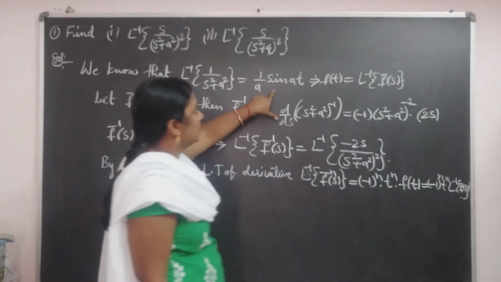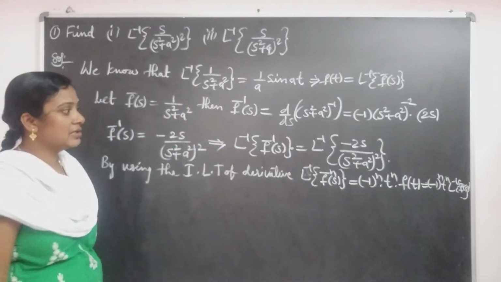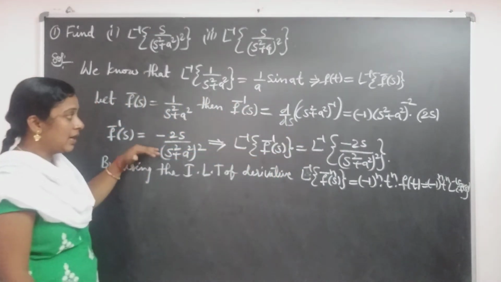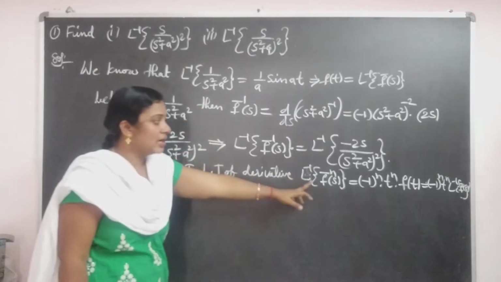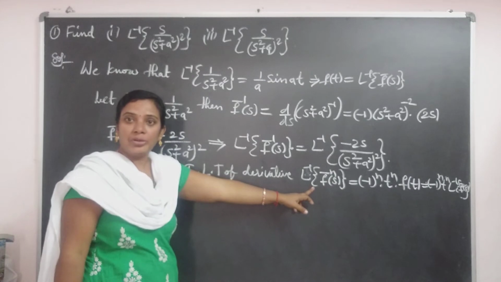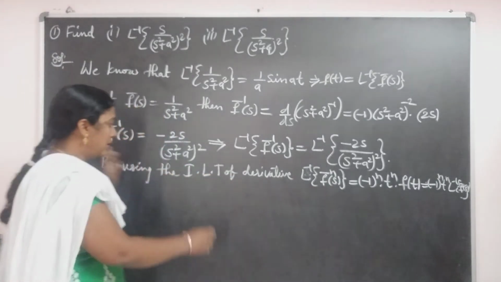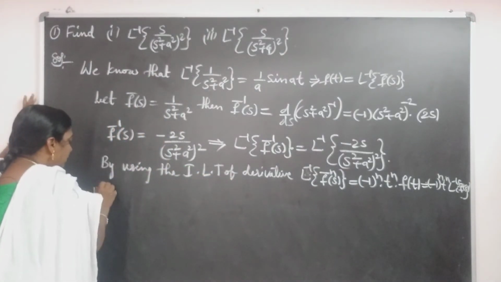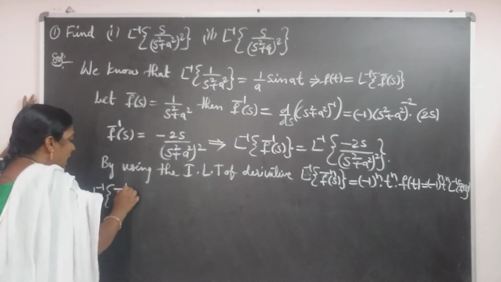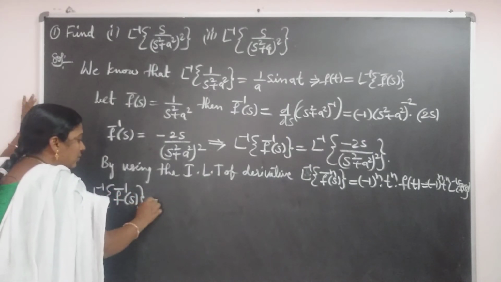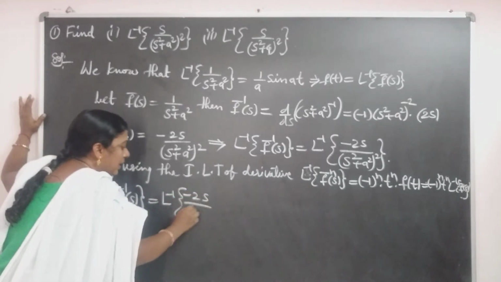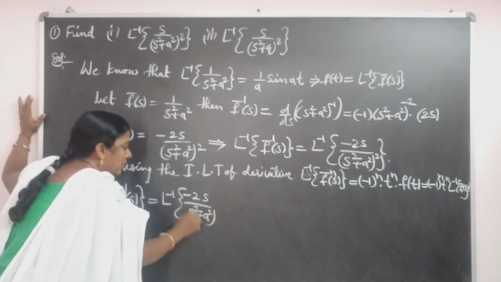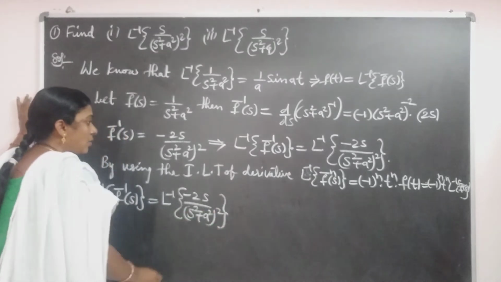In this case, this is f of t, and we can substitute it directly. We are taking only the first derivative, so we apply n equal to 1. Then L inverse of f bar dash of s is equal to L inverse of minus 2s by (s square plus a square) whole square.